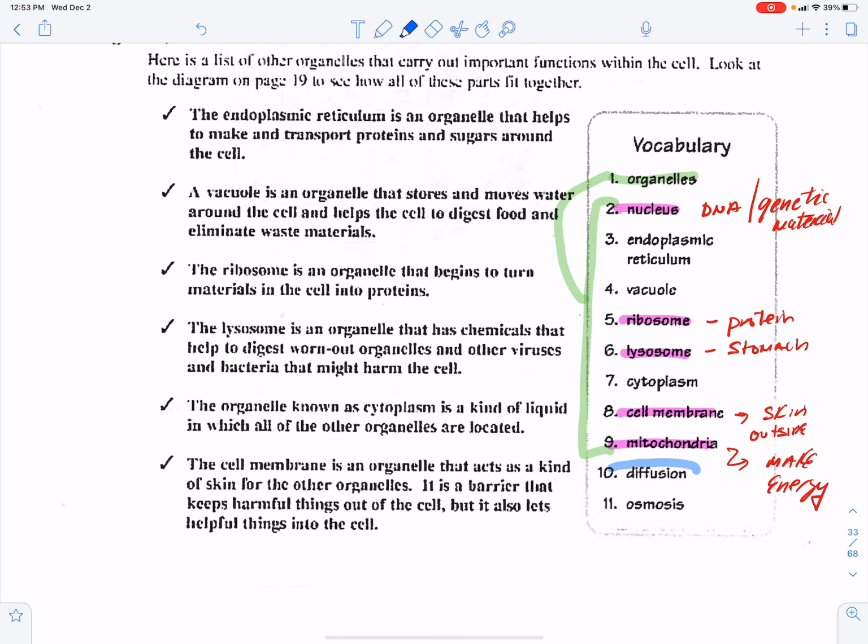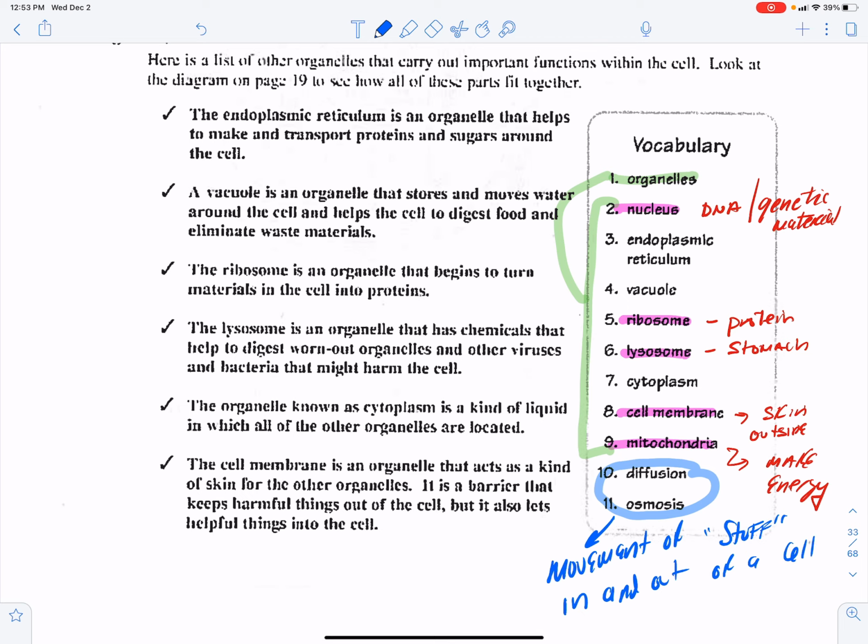These processes allow things to move. It's for movement of stuff, and when I say stuff, it could be anything in and out of a cell. Specific stuff would be osmosis. That would be how water gets in and out of cells.